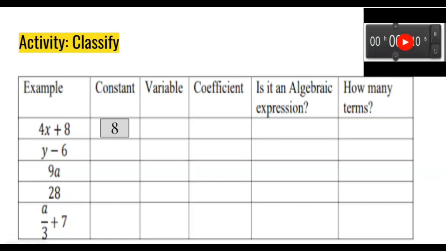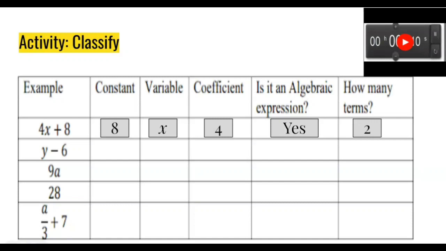So for the first one, our constant is 8, our variable is x, the coefficient is 4 because it is what is multiplying our variable. Yes, it's an expression because we have a plus sign, and if we count, we only have 2 terms.